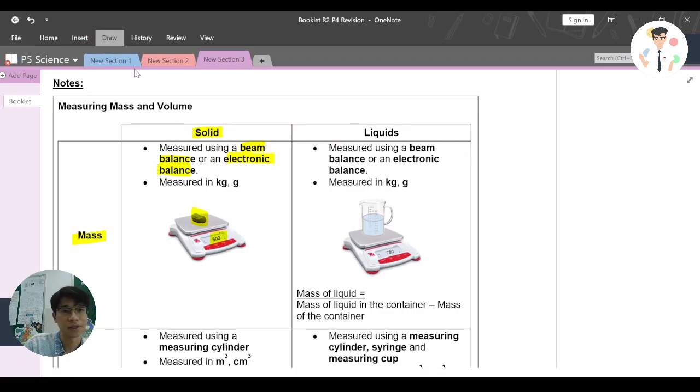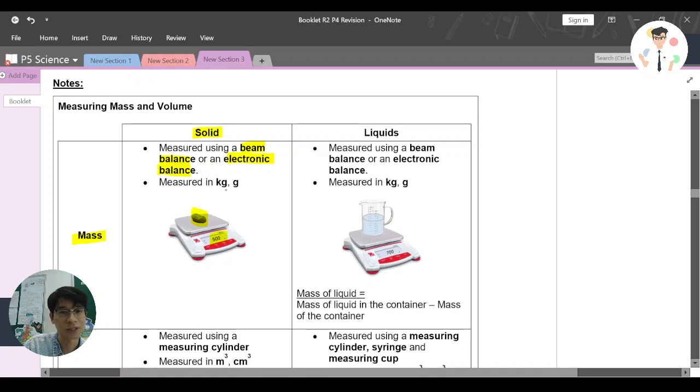Again, it might be in kg, it might be in gram. It depends on the scale or the balance. But because it's usually a smaller item, it is usually presented in gram. It depends. You can set it up also.